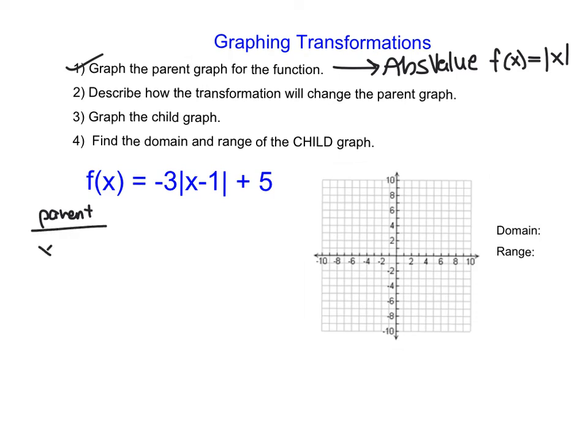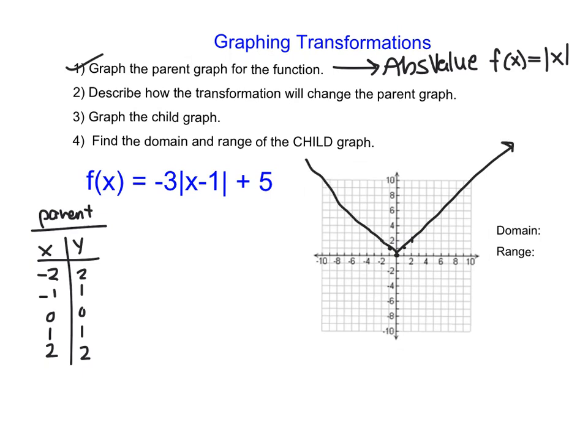My parent graph for my absolute value function has x values of -2, -1, 0, 1, 2. And then our y values are 2, 1, 0, 1, 2. So if I get those onto my coordinate plane, there we have it. There is our parent absolute value graph.